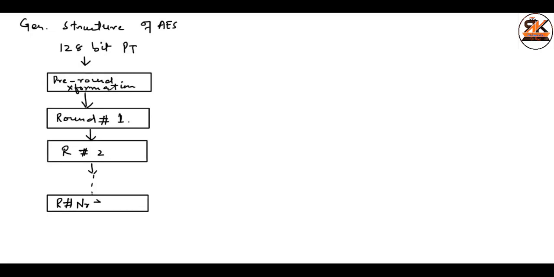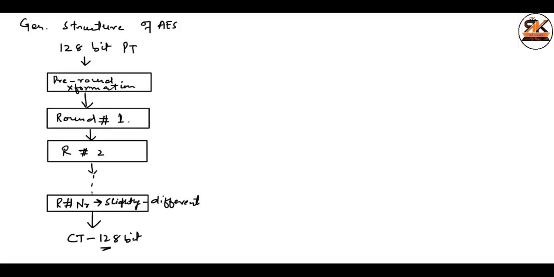This nth round is slightly different from the other rounds. I will explain how it is different. Then after the output of this last round, you will get the ciphertext, which is a 128-bit block.